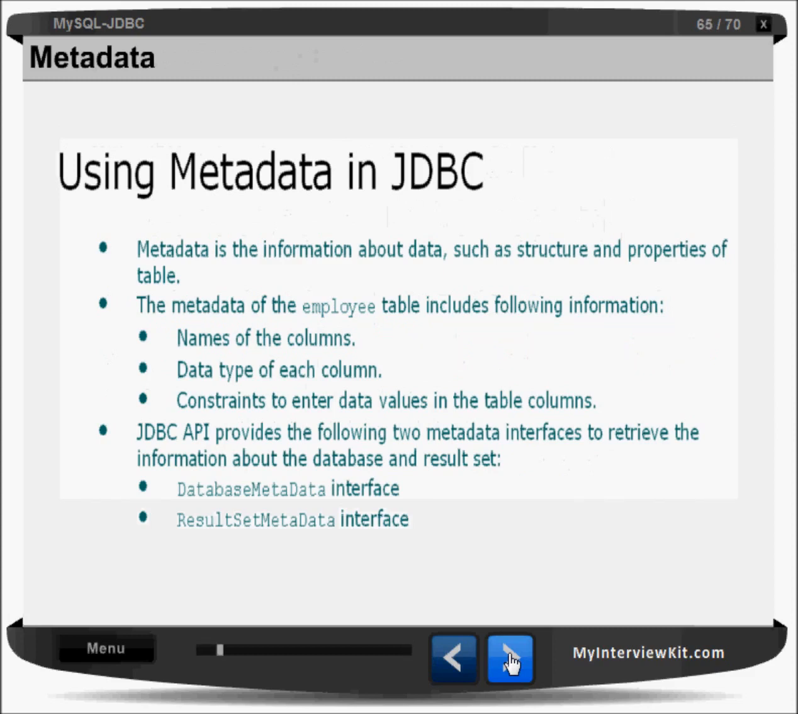Now metadata is the information about data, such as the structure and properties of a table. The metadata of the employee table includes the following information: name of the column, data type of each column, constraints, all we can retrieve. So for all this, I have ResultSetMetaData, which will help you to retrieve all this stuff whatever is listed here. Now there's another metadata we are having, DatabaseMetaData, which will help you to retrieve the information about the database. Okay.